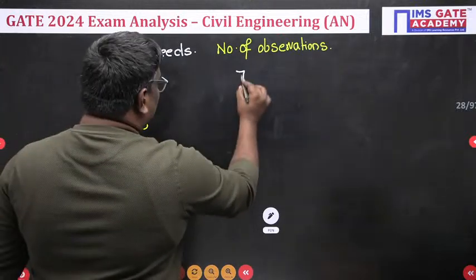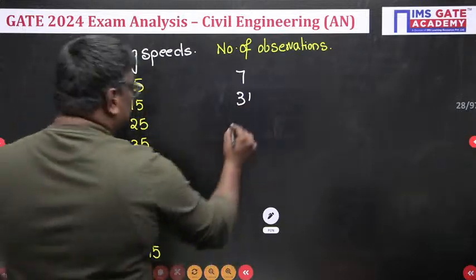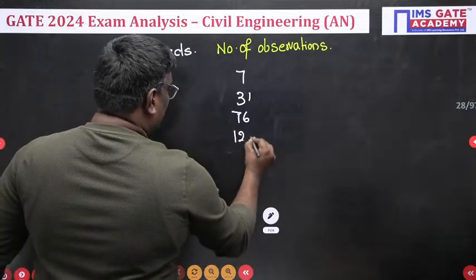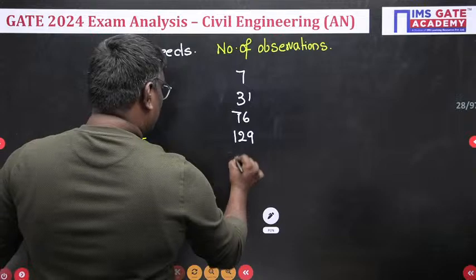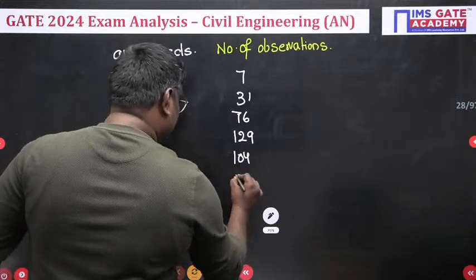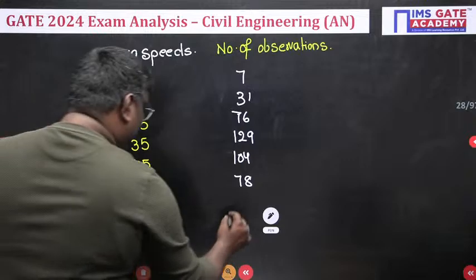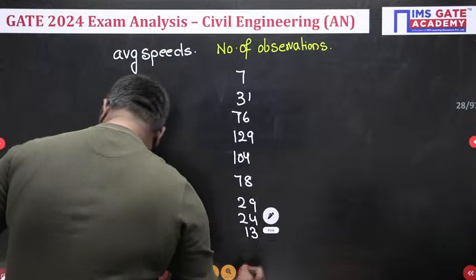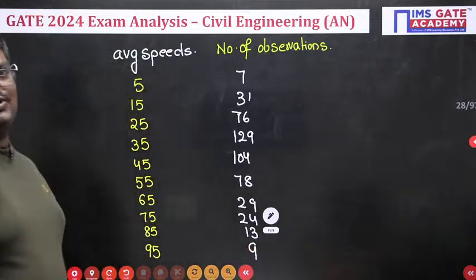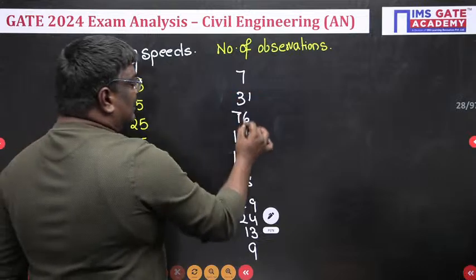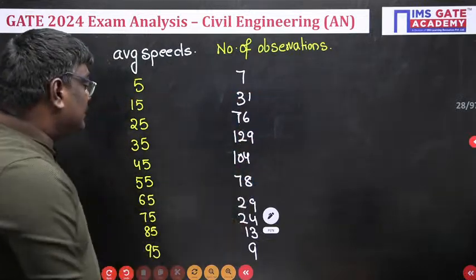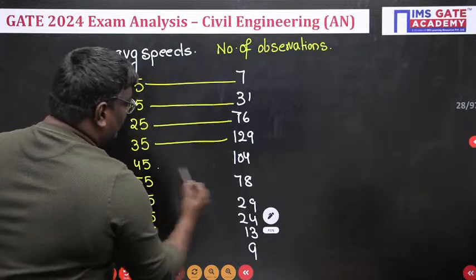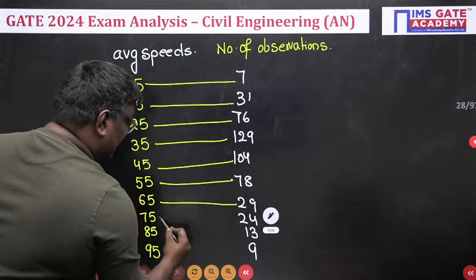Here the values are 7, 31, 76, 129, 104, 78, then 29, 24, 13 and 9. Are you getting me, my dear students? The values they have given are 7, 31, 76, 129, 104, 78 and so on. I am just making sure that all the values correspond like a table.